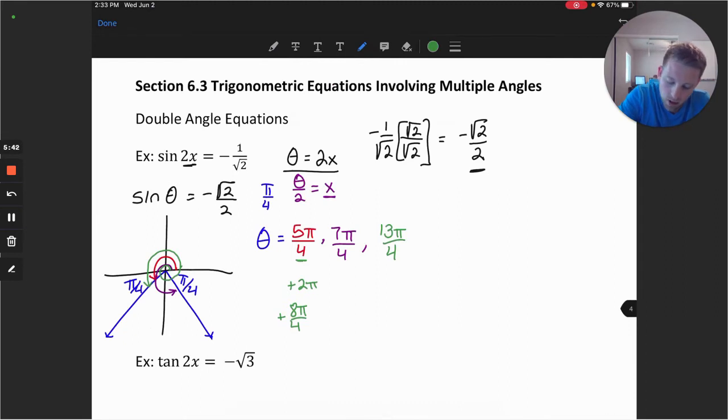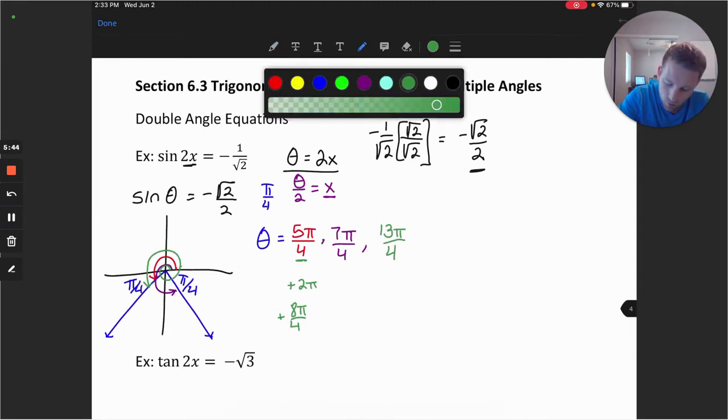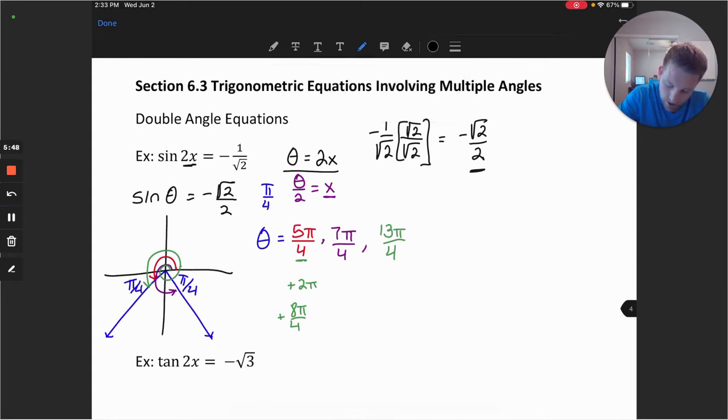And we can draw one more and consider one more angle that would work for us, and that would be adding 2 pi or 8 pi over 4 to the second angle in purple, the 7 pi over 4. So if we add 8 pi over 4 and 7 pi over 4, that would be 15 pi over 4. So that would be kind of a list of 4 different angles that would work for theta.